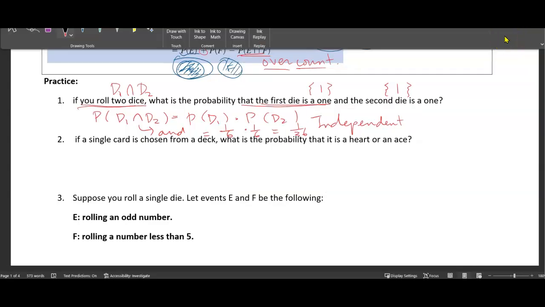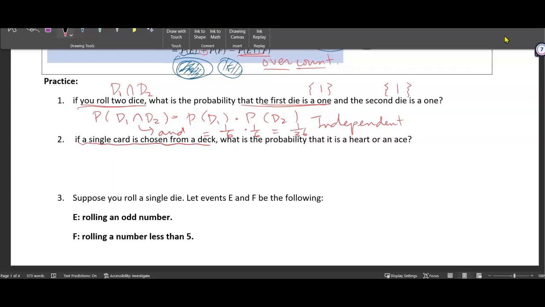Okay, this number 2. So that's why the answer for number 1 is 1 out of 36, because we have 36 choices in rolling 2 dice, and only one fits: the first die being 1 and the second one being a 1 again. Okay, so the second problem is a single card is drawn from a deck.